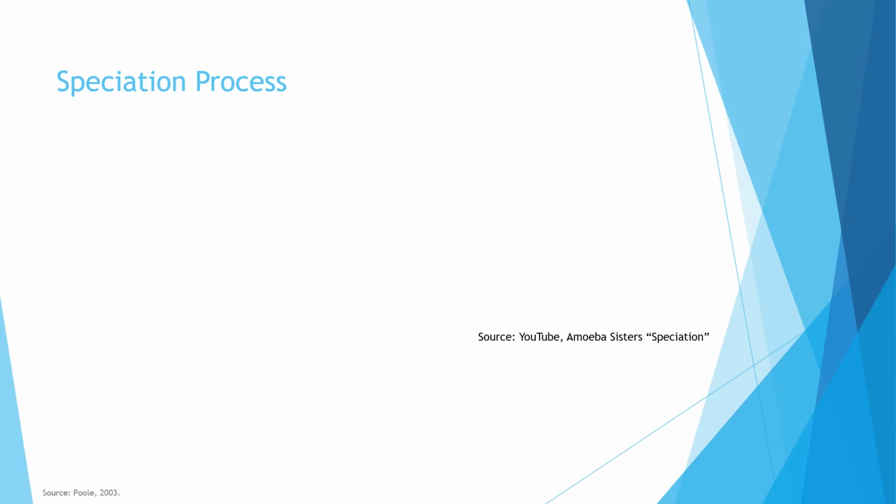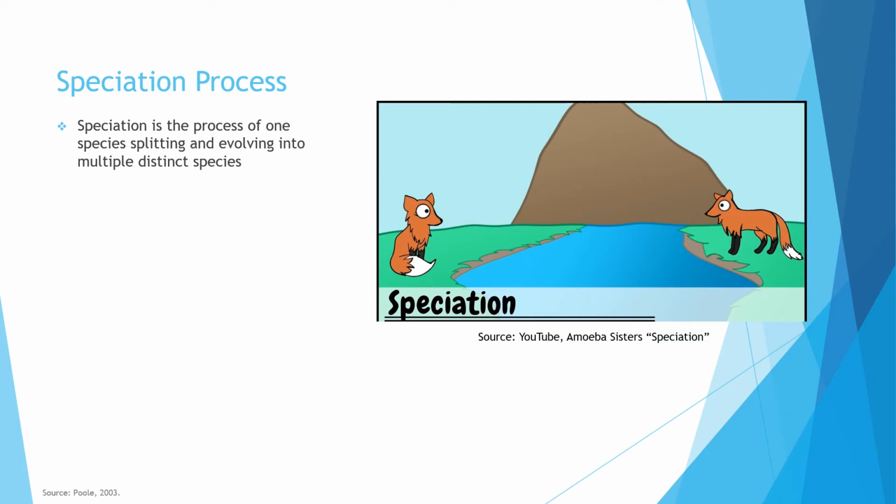Speciation process. Speciation is the process of one species splitting and evolving into multiple distinct species. For example, the image on the right shows the same species of fox separated by a body of water. If the foxes are unable to swim across the water, this is now a barrier for the population. The group on the left will evolve independently from the group on the right. Eventually, they will be so different that they will not be able to interbreed. This means that they are now two distinct species.